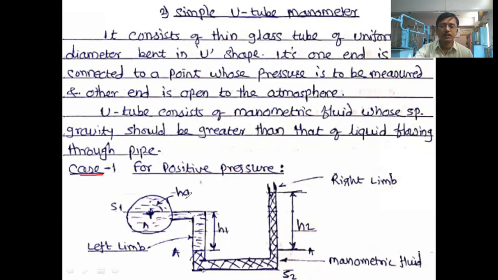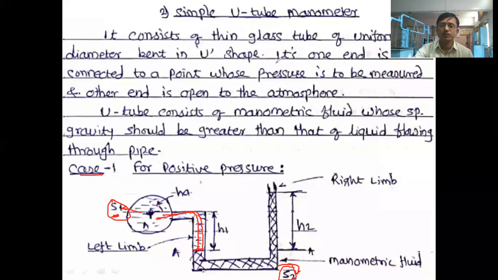Before that we should give some nomenclature here. The specific gravity of the liquid flowing through the pipe will be called S1, and the same liquid is flowing here up to this much. So the liquid is having specific gravity S1 here. For the manometric fluid, let's name the specific gravity S2.